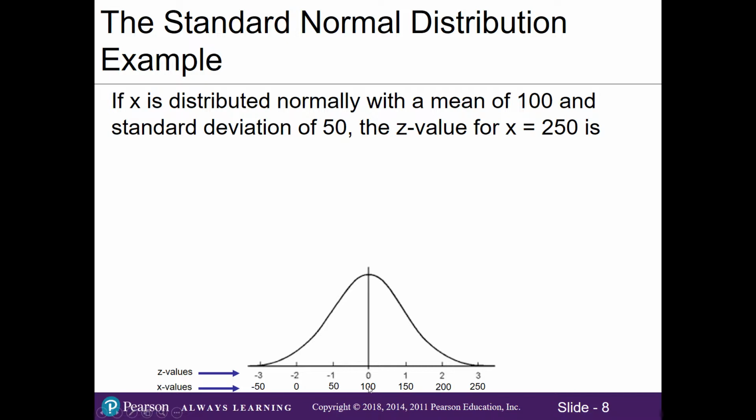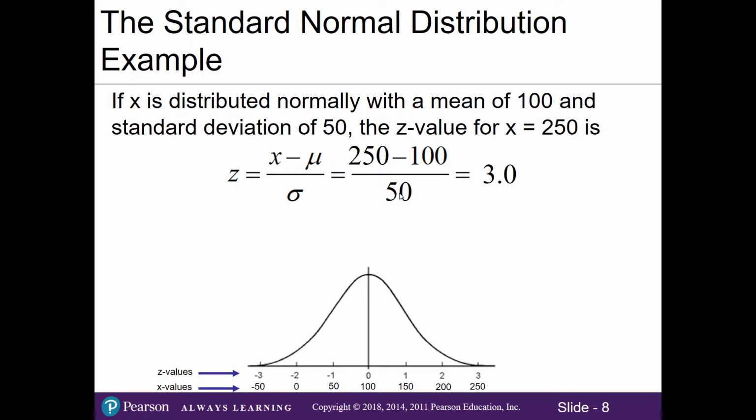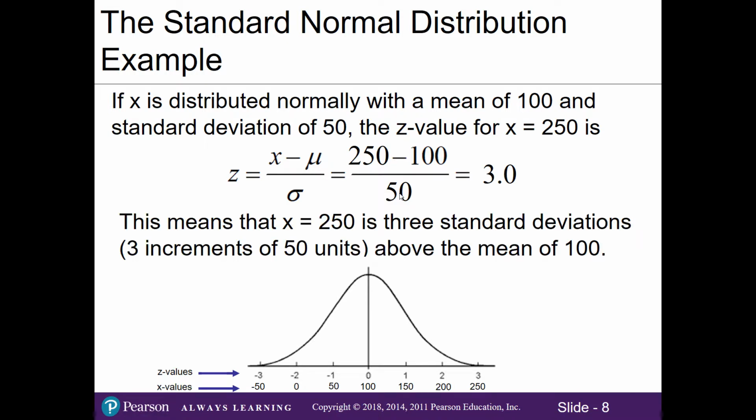Our standard deviation is 50, and we want to convert our x of 250. So we'll plug in our numbers, where x is 250, my mean is 100, and my standard deviation is 50. When I plug that into my calculator, we get a z-value of 3. Our x of 250 is 3 standard deviations, or 3 increments, above the mean of 100.